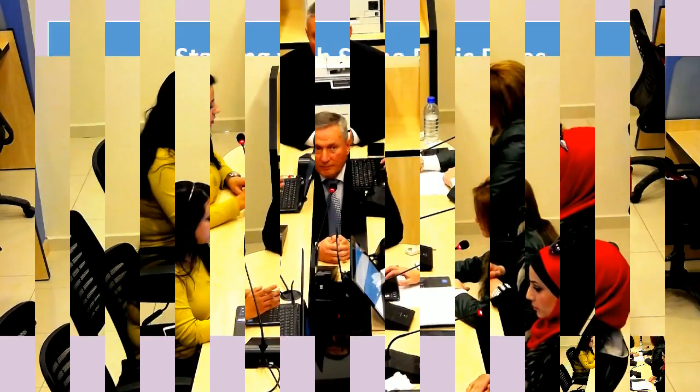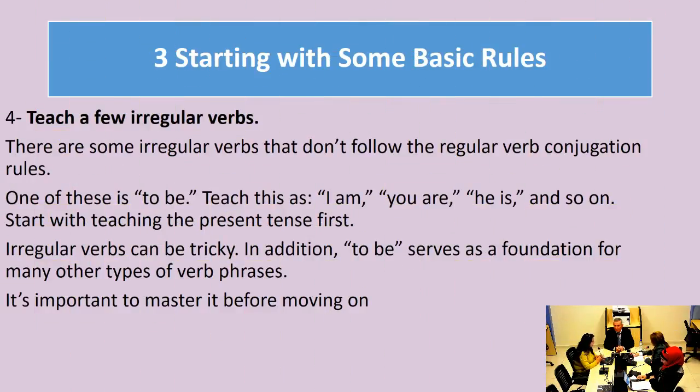Miss Salah. Okay, now with the irregular verbs, just like verb to be. Verb to be is a little bit tricky because it doesn't follow one rule. For example, with I have, I am, you are, he is, and so on. So we can start with teaching the present tense first, and then we can move to the past or something like that. To be, for example, serves as a foundation for many other types of verb phrases. So it's important to master it before moving on.